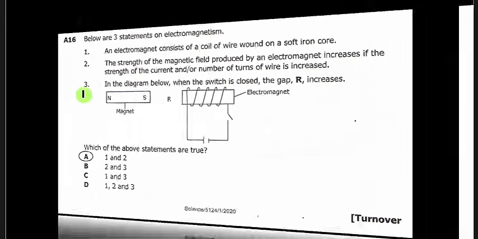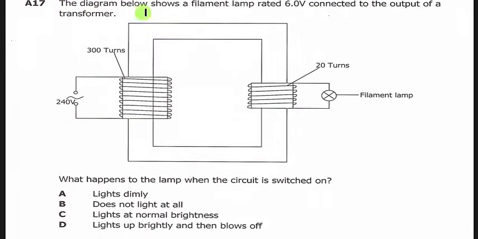So let's move to question number 17, which says the diagram below shows a filament lamp rated 6.0 volt connected to the output of a transformer. So we have a filament here rated 6.0 volt, and it is connected to the output of a transformer. So this is a transformer here. This coil here is the input, then this other one is the output. That's where it is connected.